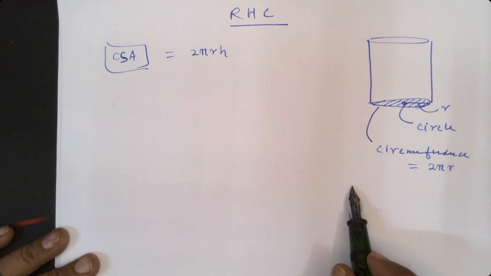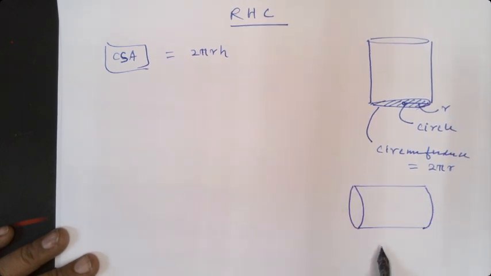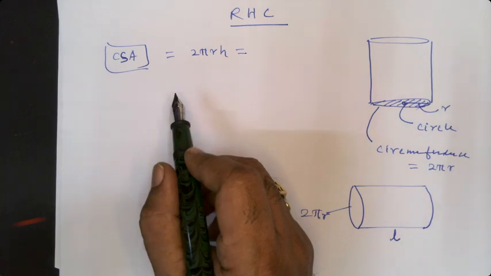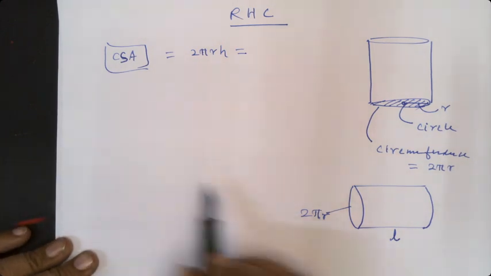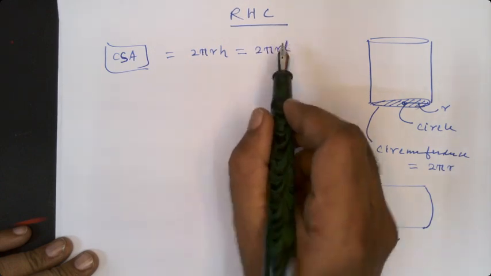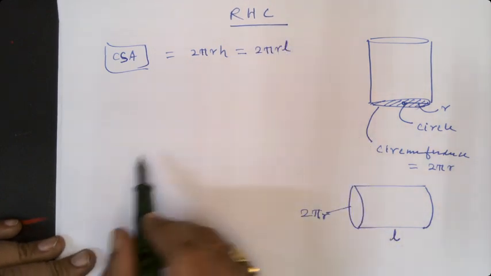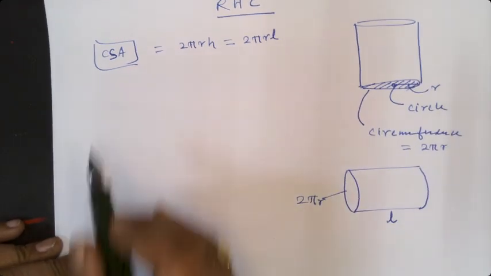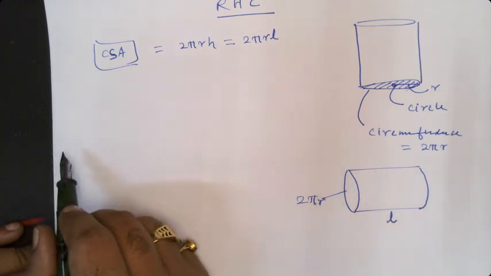Suppose the cylinder is kept like this, then we can call it L instead of h. So in that case, this is 2 pi r into L. So you can call it 2 pi r into h when it is kept in a vertical manner. But when it is rolled down like this, then it can be called 2 pi r L. So conveniently you can replace h by L also, based on the circumstances.